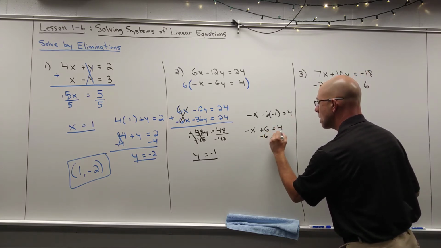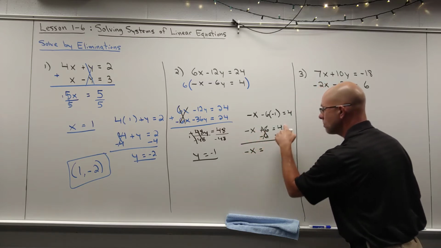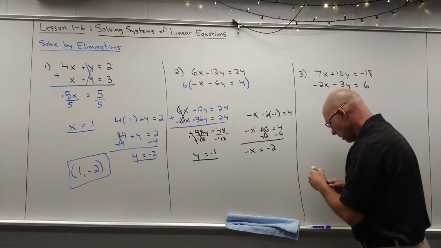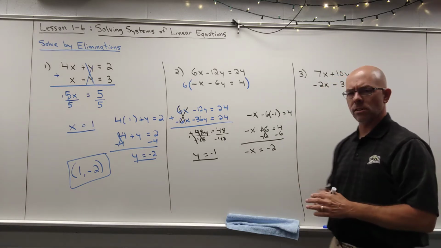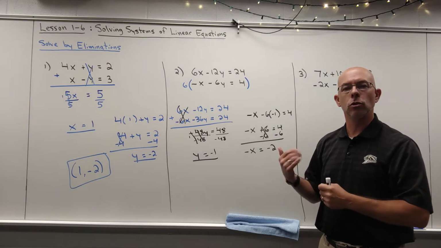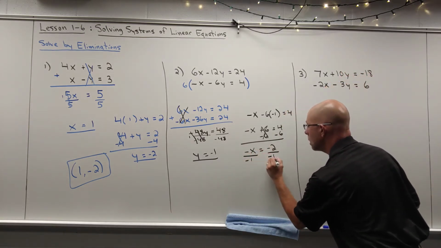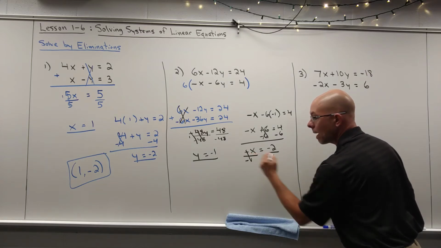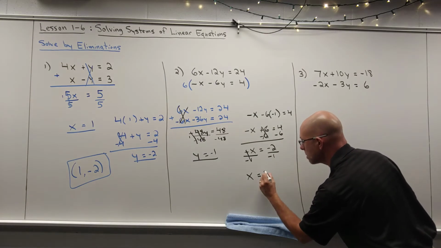Subtract 6 from both sides. We get negative x equals 4 minus 6, or negative 2. Folks, when you have a negative in front of an x and you're solving, that's the same as saying there's a negative 1 there, which means you need to divide by negative 1. So divide both sides by negative 1. A negative divided by a negative is a positive x. Negative 2 divided by negative 1 is a positive 2.